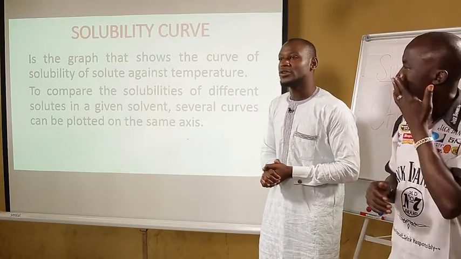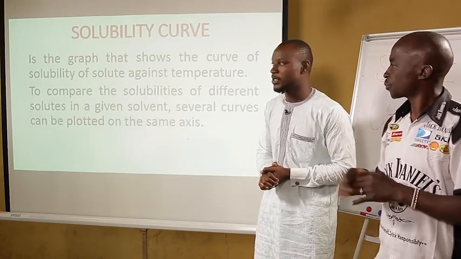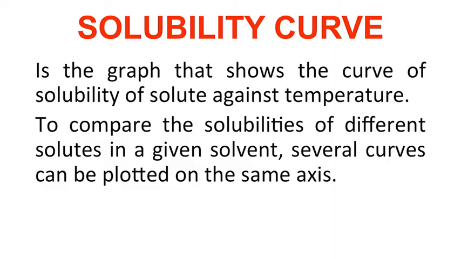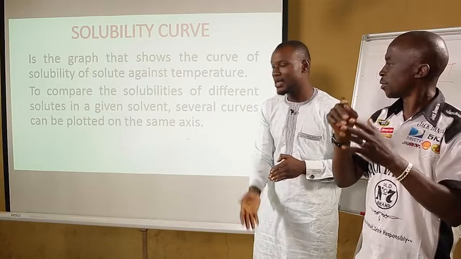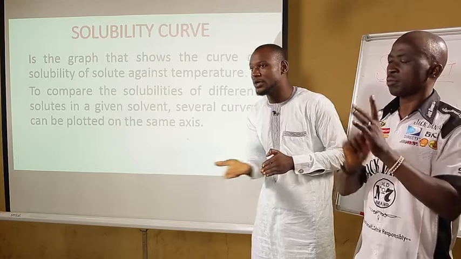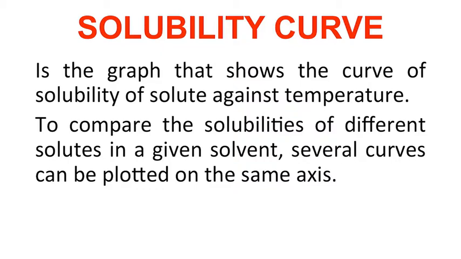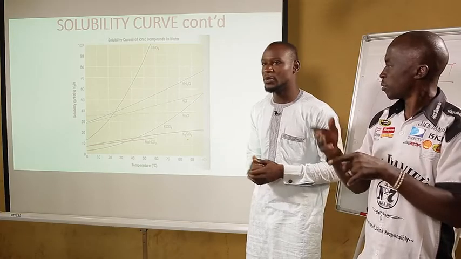My students, we go into solubility curve, a very important concept. Now, what is a solubility curve? A solubility curve is a graph which shows the solubility of a solute against the temperature. That is to say that the solubility is given on the vertical axis and then the temperature is given on the horizontal axis. Now, it is important, if you want to compare the solubilities of different solutes in a given solvent, then you can have several solutes and you plot them on the same axis. A perfect example is given.